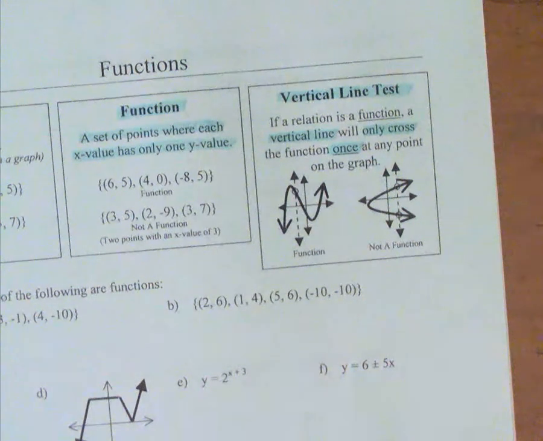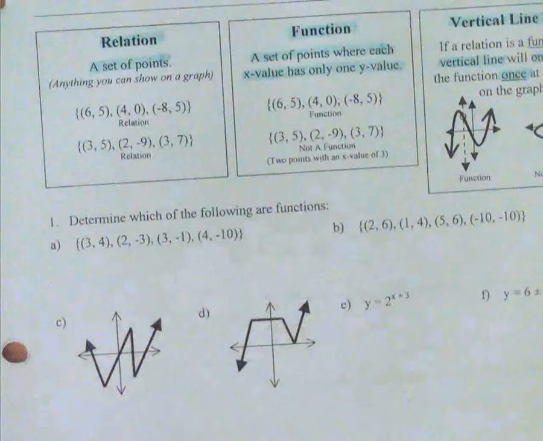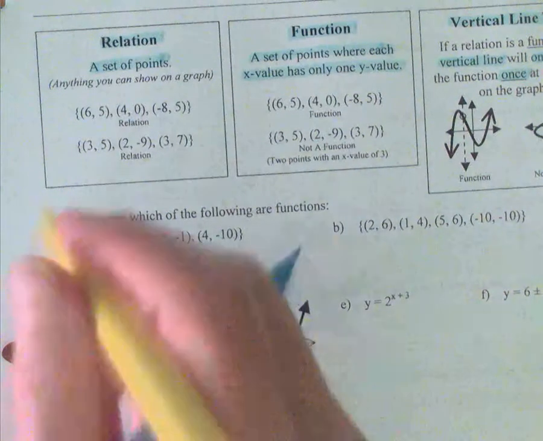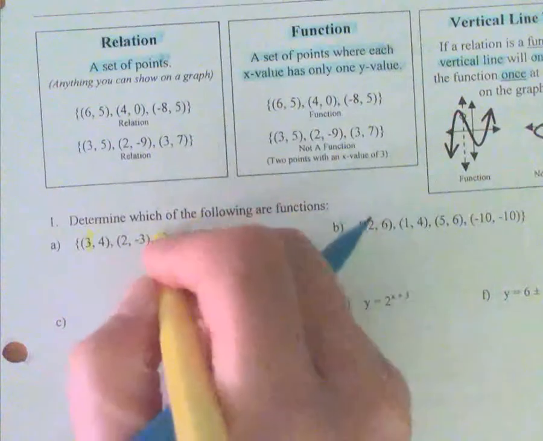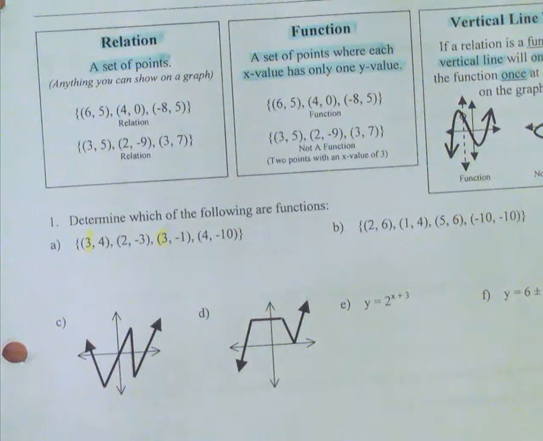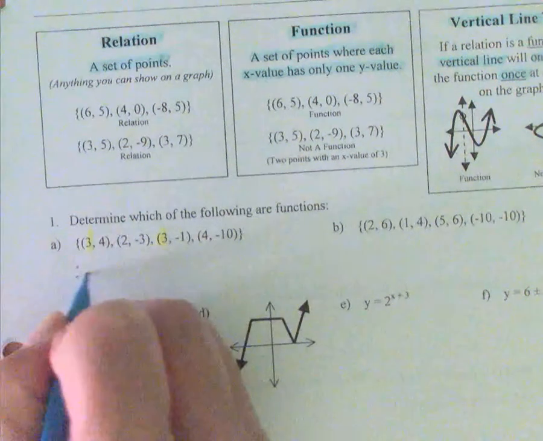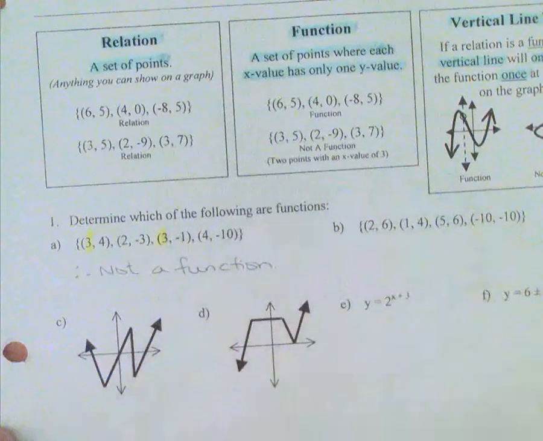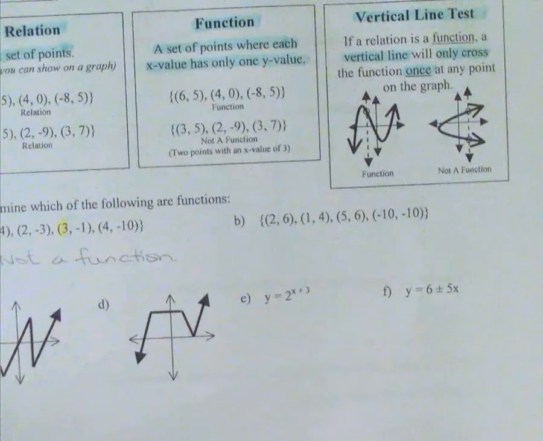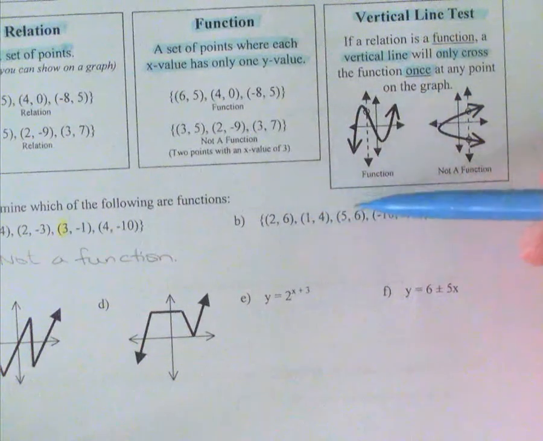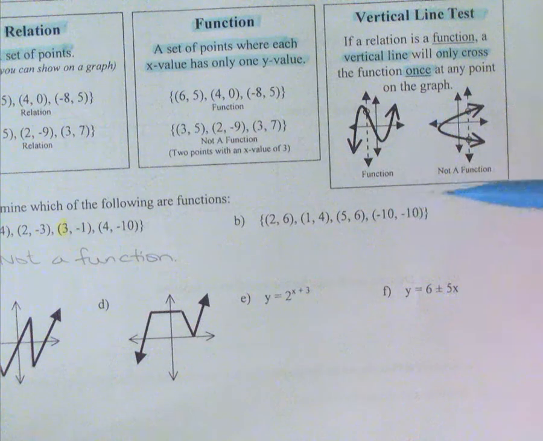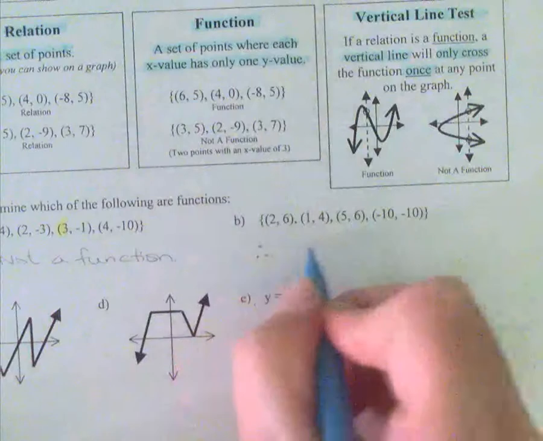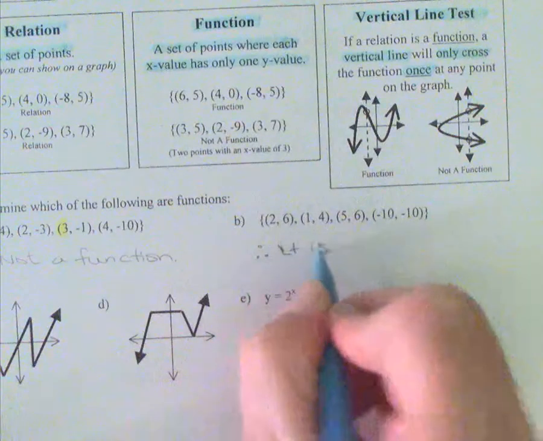So let's look and decide whether the following relations are functions. So if I look here, I have a 3 here and a 3 here. So because the 3's repeat, while it is a relation, it is not a function. If we look at the next one, we have 2, 1, 5, and negative 10. So none of those repeat, so we can say it is a function.